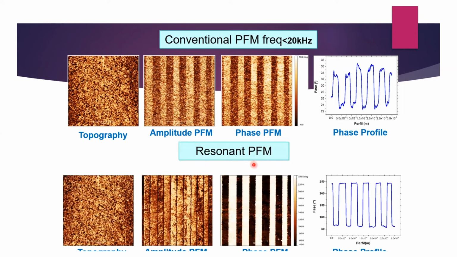Let's see the difference with the resonant PFM. We can see that in this resonance PFM, the amplitude shows the domain walls, and this image is totally independent of the phase image. And we can see that in the phase, the domains are clearly observed, and the difference between domains with opposite polarization is around 180 degrees.